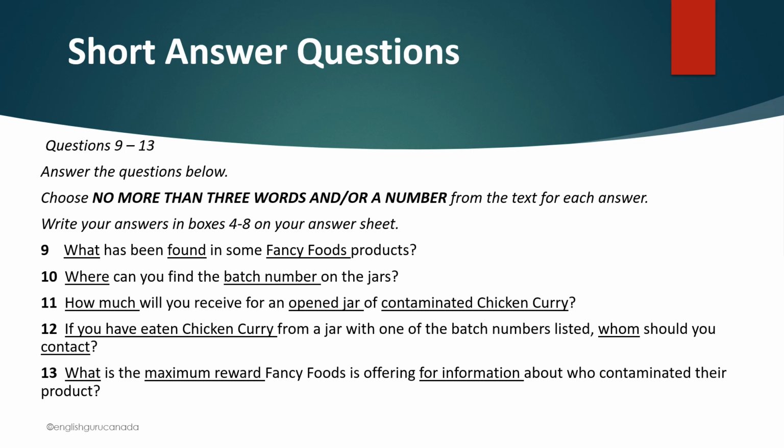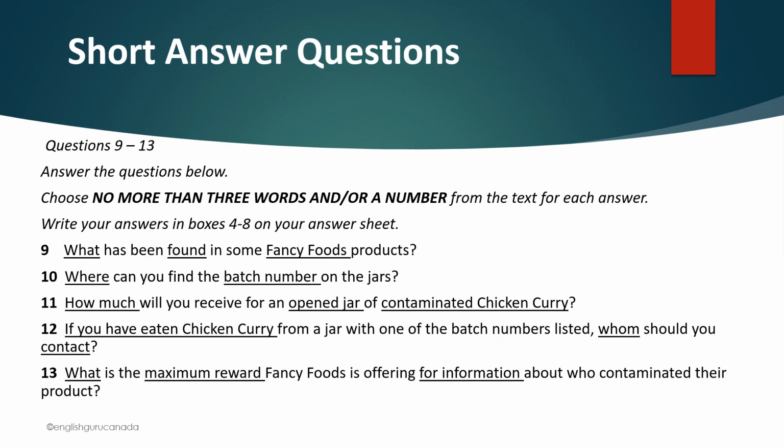The next one, where, batch number. Question 11, how much, open jar, contaminated chicken curry. 12, if you have eaten chicken curry, whom contact. Question 13, what, maximum reward for information. So let's take a look at these and see how we are going to answer this. So the first question is what, and I'm going to be looking for something found in a product.